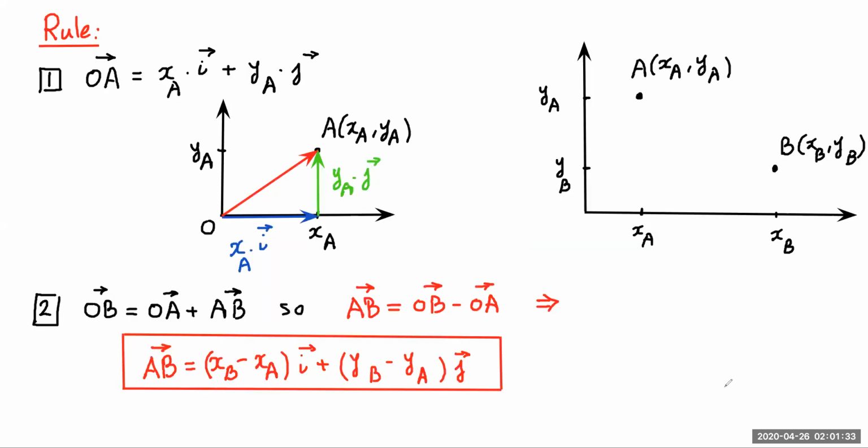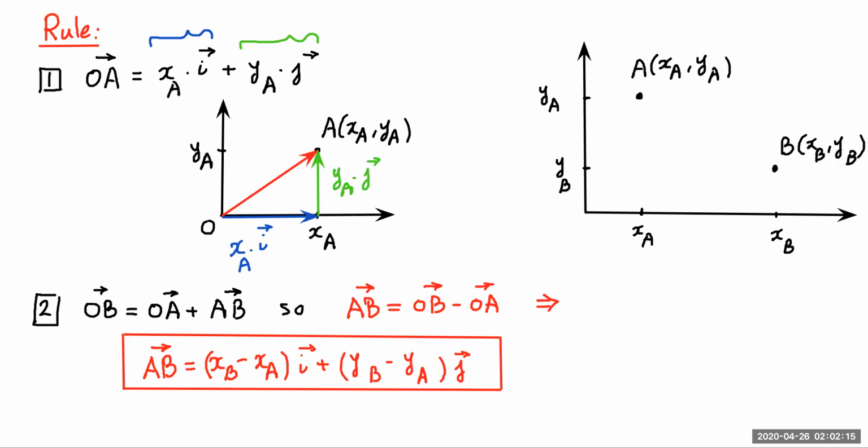Okay, but let's see now this rule here. If I have a point A with coordinates xa, ya, and a point B, coordinates xb, yb. So the vector OA will be xa times i plus ya times j. Why? Let's take this vector xa times i, the blue one. And the other vector here, the green one, ya times j. So if I take the addition, it will be the vector OA.